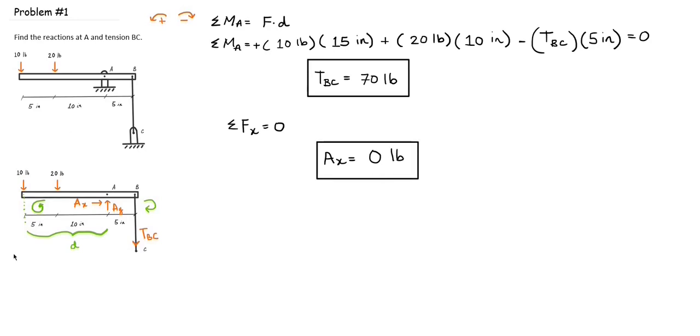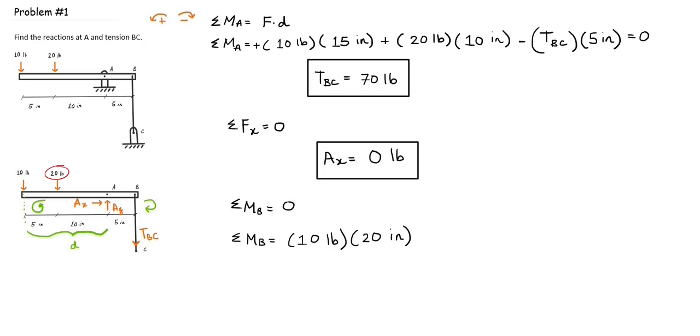Finally, I'm going to take the moment about B, and that's just because I want to check the solution afterwards. So the sum of the moments about point B is equal to 0. So we have a 10-pound force. And from point B to the line of action is 20 inches. And again, this would be a counterclockwise moment, which is equal to a positive.